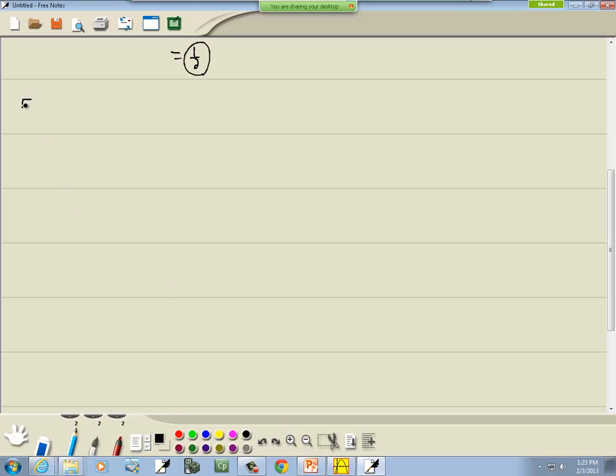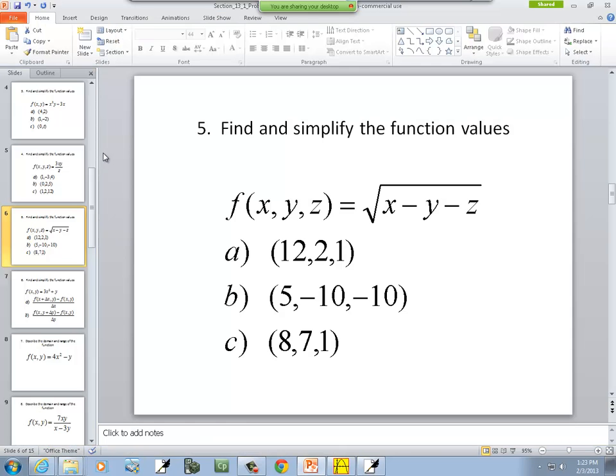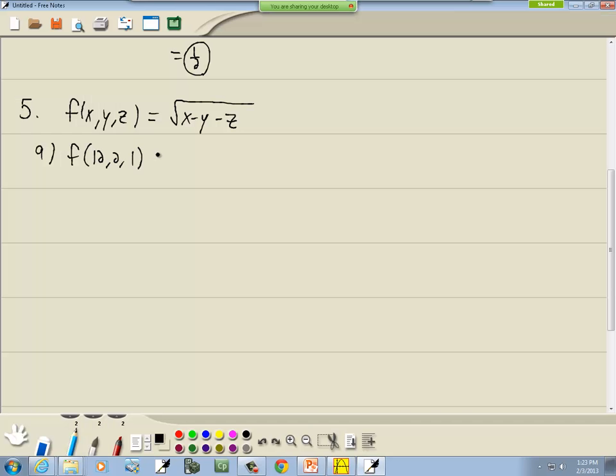Okay. Take a look at our fifth example. I got f of x, y, z is equal to the square root of x minus y minus z. And our first one, we want to find f of 12, 2, 1. Well, again, this is our x, this is our y, and this is our z. So plug 12 in for the x, minus y is 2, minus z, which is 1. 12 minus 2 is 10, minus 1 is 9, so we got square root of 9, which gives us 3.